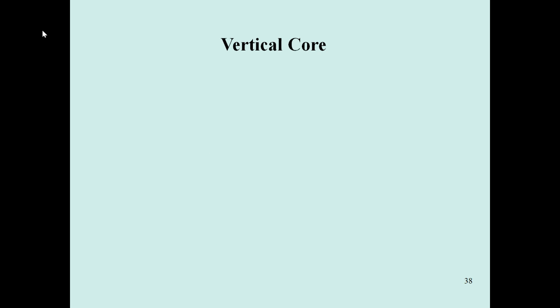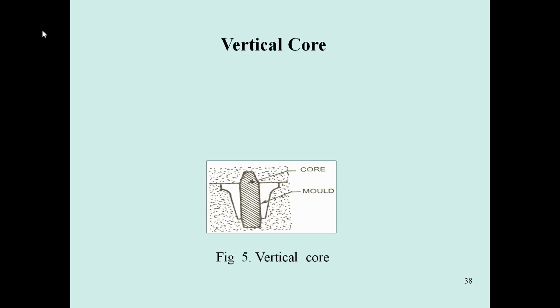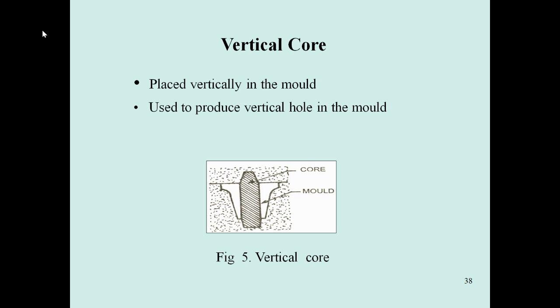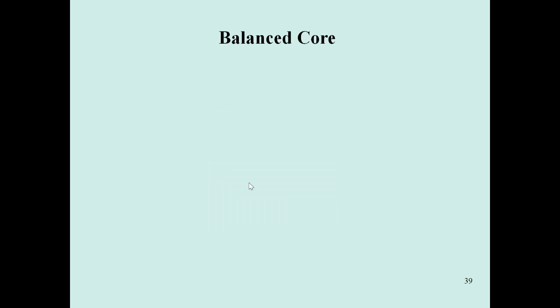The second one is a vertical core. You can see here, this is a vertical core. It is placed vertically in the mold. It is used to produce vertical holes in the mold. Next, a taper is provided on the core. You can see the taper here on two sides, at the two edges.